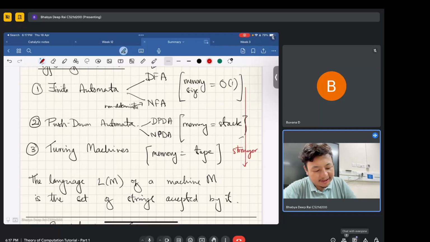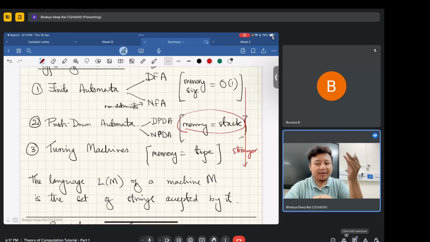And how are we making it stronger? First I have a very small amount of memory, constant size memory. Order 1 means constant size. Next, I'm giving it a stack. Now what is a stack? It is a restriction where I can push from the top and pop from the top.